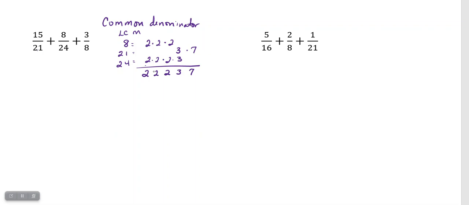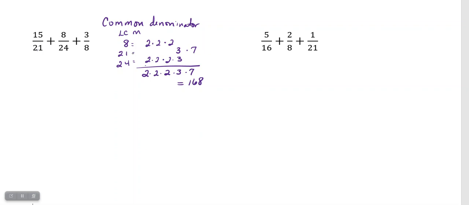So I write them in columns just so I know, okay, this pairs up, and this one, they've got in common. So then I multiply these together, and that gets to be my common denominator. So 2 times 2 times 2 is 8, times 3 is 24, times 7 is 168. So I've got a common denominator of 168.